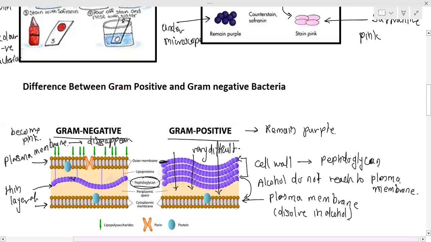So the crystal violet stain gets washed away. Understanding? Okay, it gets washed away and it loses its stain. So it also loses its color. It becomes colorless. And when we add safranin, it takes pink color. Fine, complicated to understand, right? Little complicated, right?